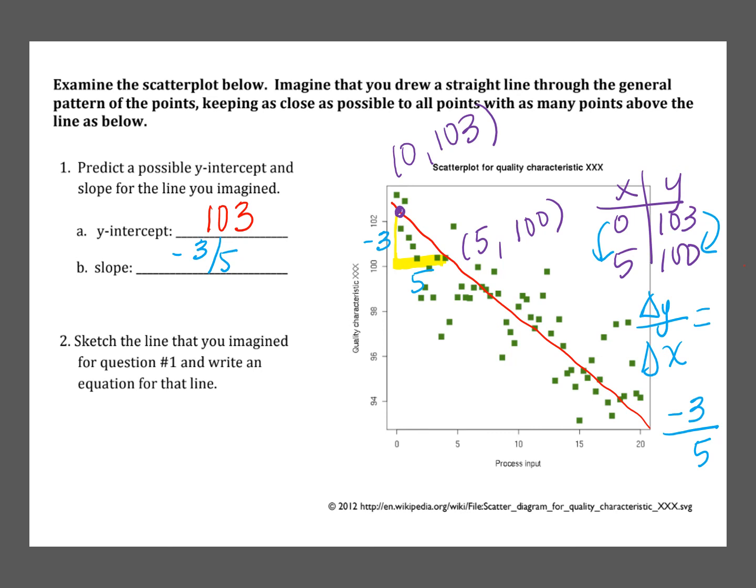So number 2, I've already done the first part. I've sketched the line that you imagined, and then we write an equation. This time it makes way more sense to do slope-intercept form since I've already identified the slope and y-intercept. So in y = mx + b, y equals -3/5 x + 103.